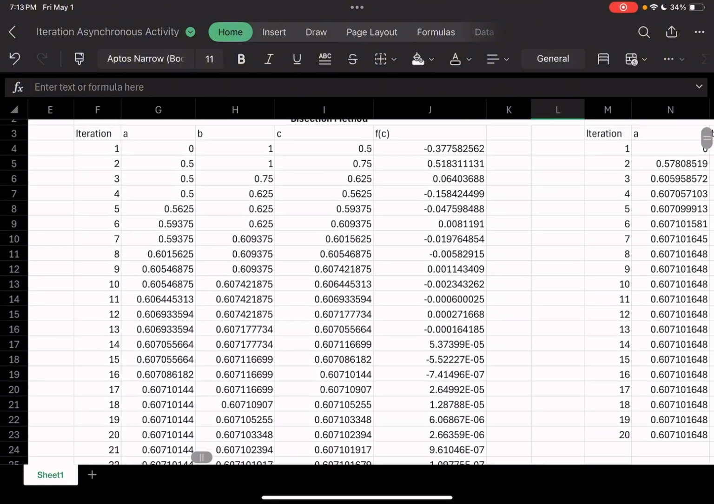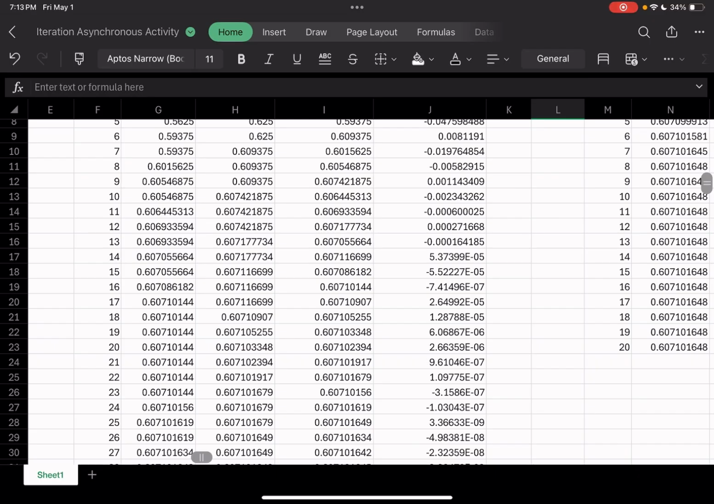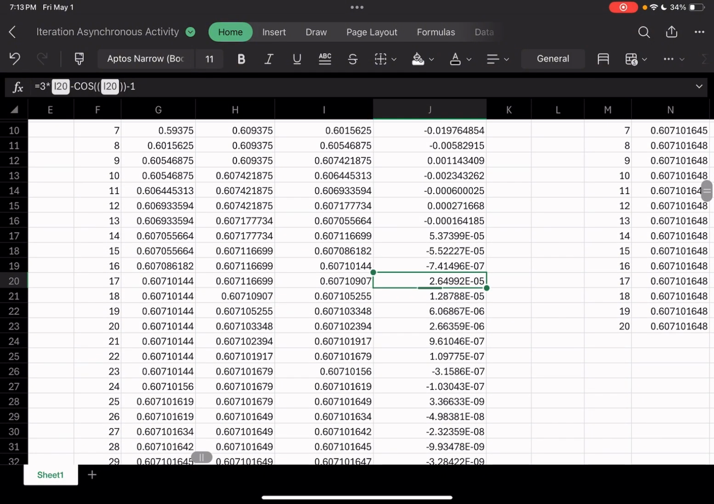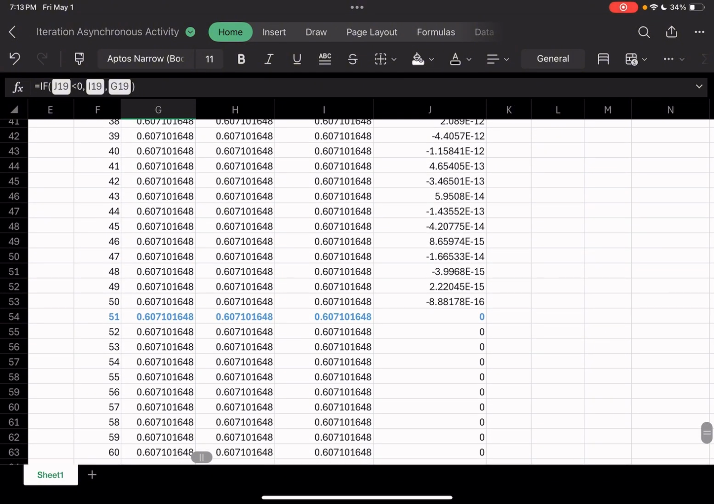However, if you're not using Excel, you can already see that this is already approaching 0 right over here, but it is not exactly 0. However, if you're going to stop at the 4th decimal place, you can see that it is equal to the 51st iteration also. So as long as it is approaching 0, that would be your root.